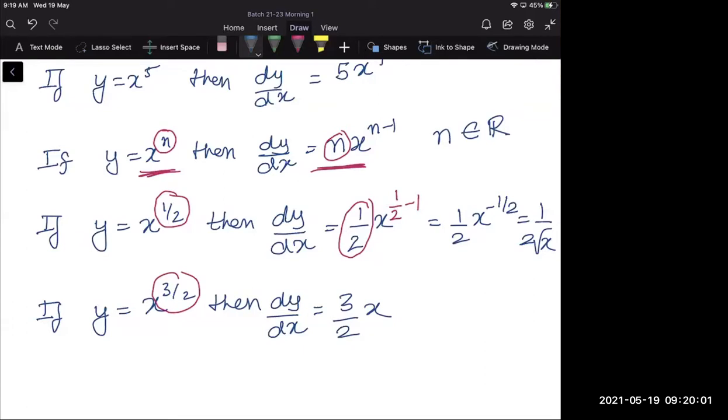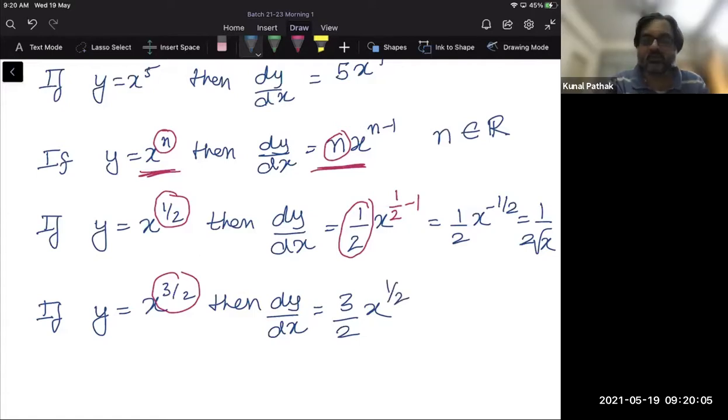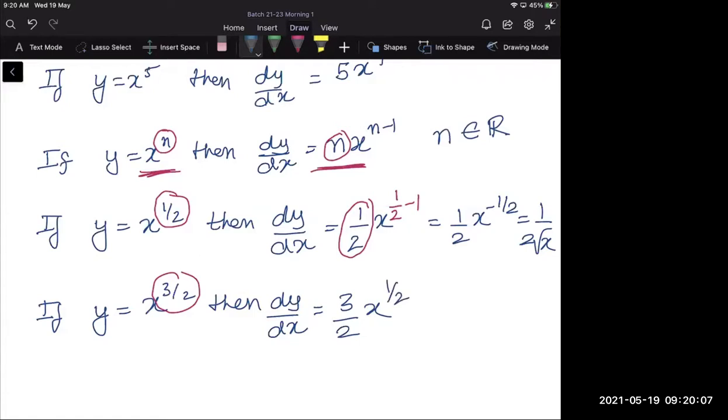Sir, 1 upon 2. Very good. So this will be 3 by 2 x raised to the power 3 by 2 minus 1. 3 by 2 minus 1 is 1 by 2. Excellent. Sir, it should be 1 upon 2 to the power x. No, 2 root x.